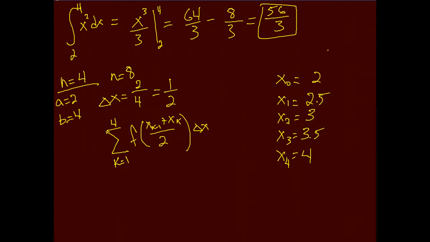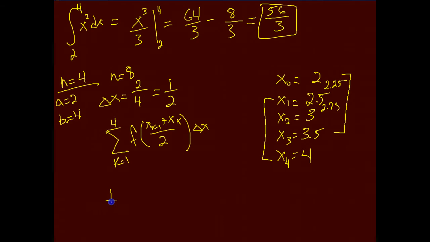Now, if you recall, if we wanted to find the left Riemann sum, we would use these four. If we wanted to find the right Riemann sum, we would use these four. What we're trying to find here is the midpoint, so we need the midpoint for each of these. The midpoint between 2 and 2.5 is 2 1/4, 2.25. The midpoint between 2.5 and 3 is 2.75, and so forth. And that's what we're going to use here.